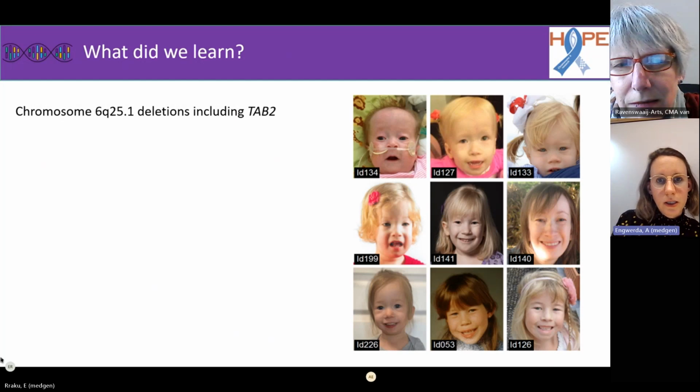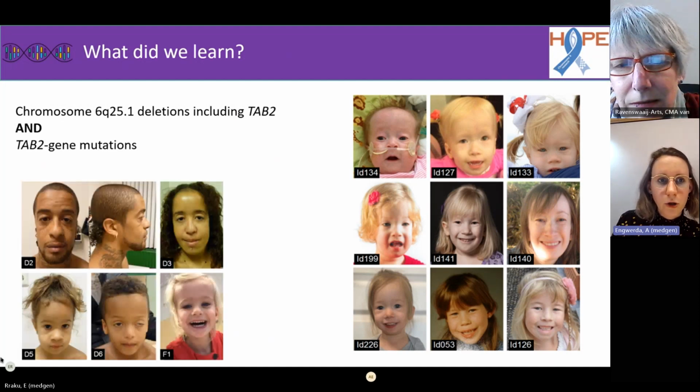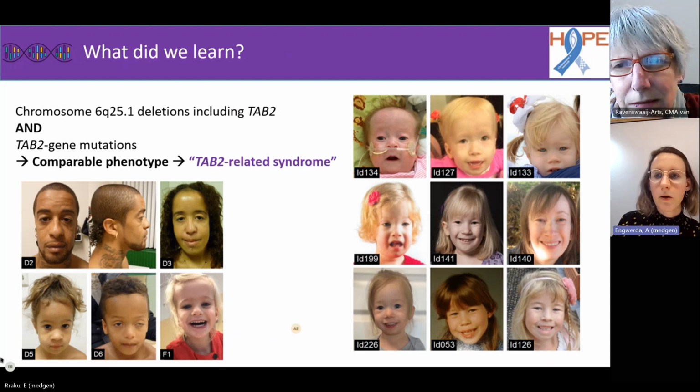What we also learned is that individuals with a deletion, including this TAP2 gene, look very much alike individuals who have a mutation within the TAP2 gene. So they don't have a larger deletion, larger chromosome 6 deletion, but they only have a very small change within the TAP2 gene. And these individuals look alike with the same facial characteristics, but they also have heart defects and a short stature and connective tissue abnormalities. So they have a very comparable phenotype.